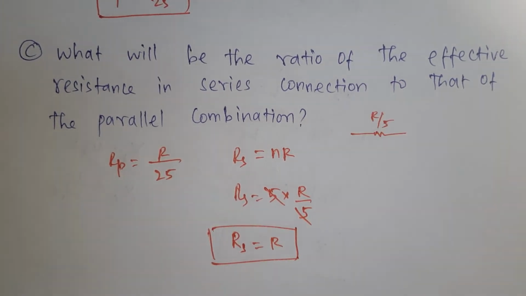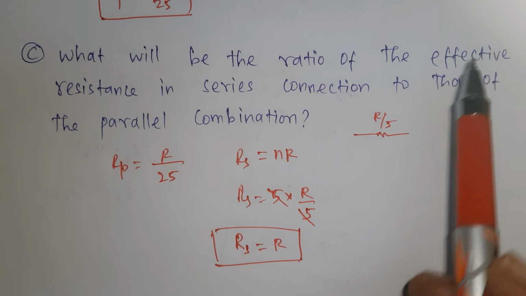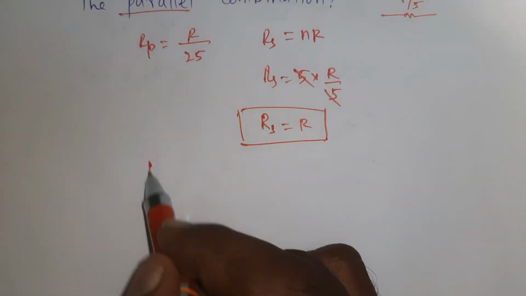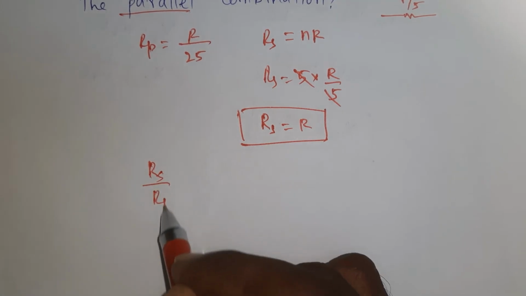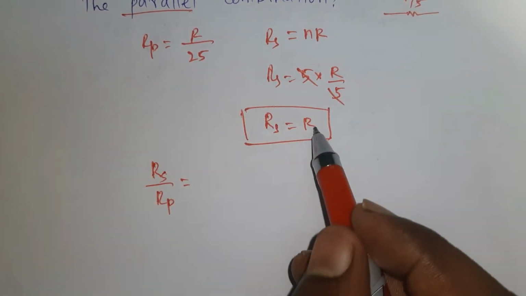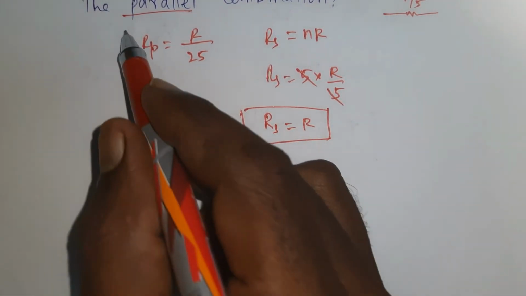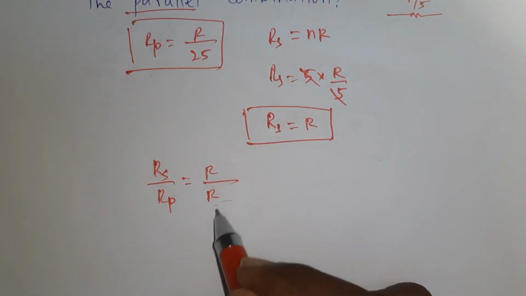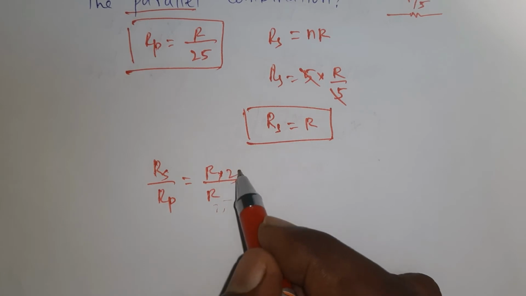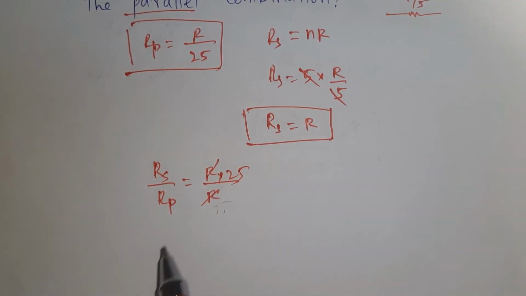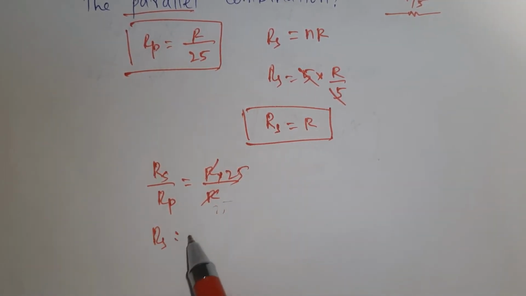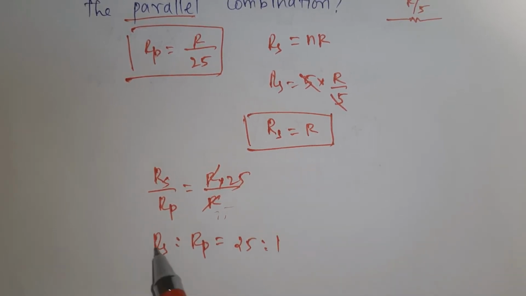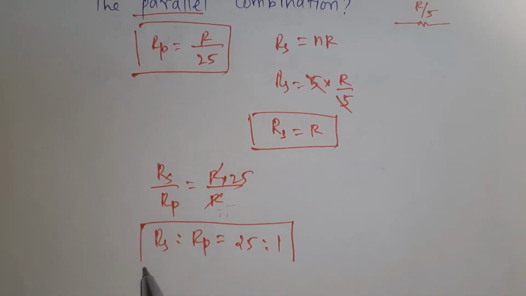According to the question, we are going to find the ratio of effective resistance of the series combination to the parallel combination. So Rs/Rp: the Rs value is R, and the Rp value is R/25. The 25 will go to the numerator, R will be cancelled. So Rs:Rp = 25:1. This is the answer for 4C.